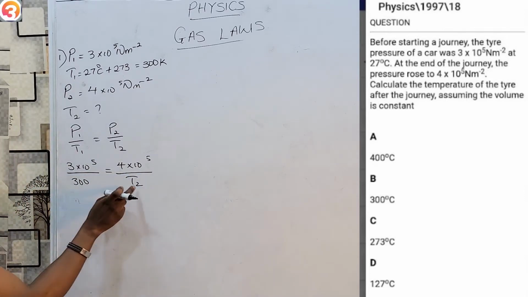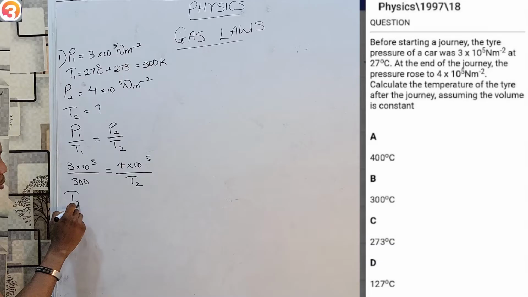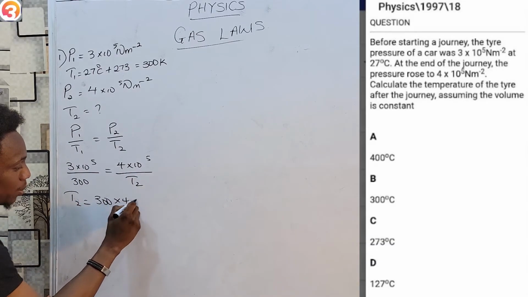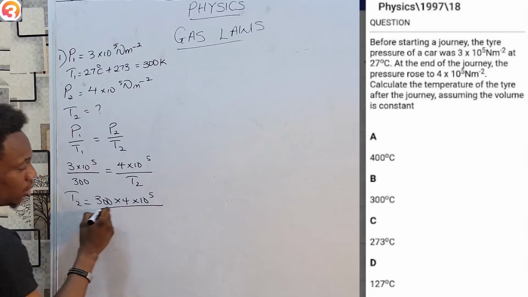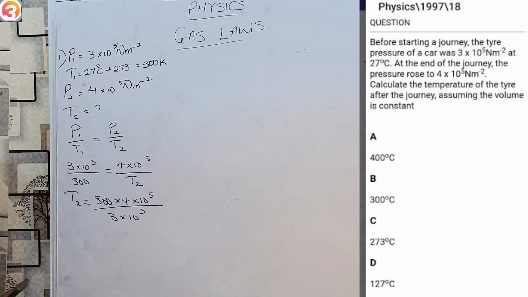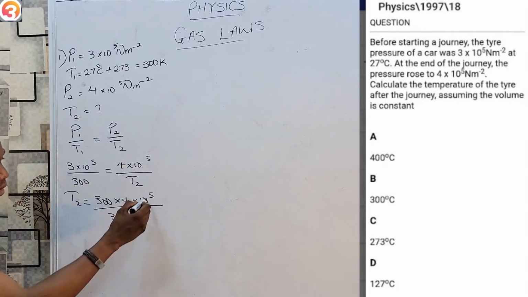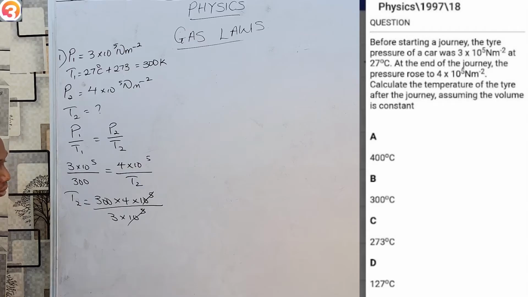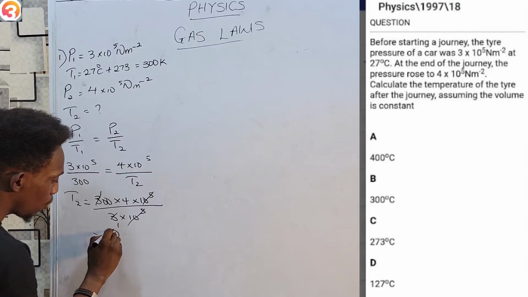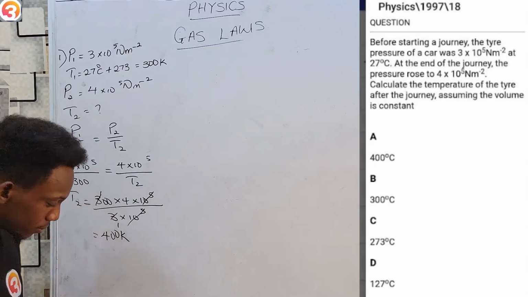Now if I cross multiply, this can come up here, T2 comes up here, this multiplies this, 300 times 4 times 10 to the power 5 all over 3 times 10 to the power 5. Now this question is quite simple because remember, JAMB likes giving you easy things to calculate. 10 to the power 5 cancels 10 to the power 5. 3 into 3 is 1, 3 into 300 is 100. 100 times 4 is 400 Kelvin.